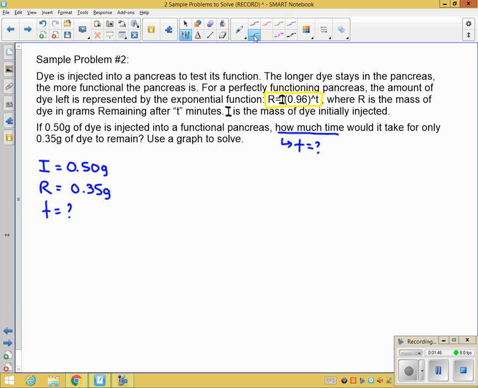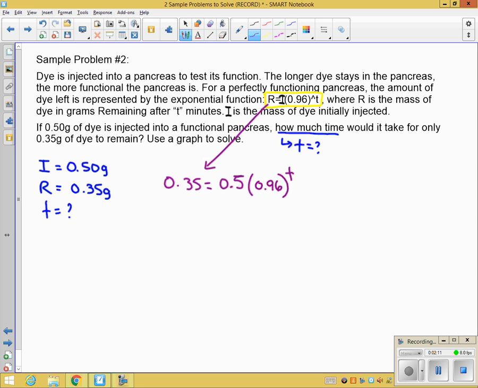So we're going to rewrite our equation. R is going to be 0.35 equals I. The initial value always comes in front. I don't need to put that 0 on. It's a science thing. It doesn't actually change the number. It's just referring to how specific that measurement was. We had 0.96 to the power of T, and we still need to figure out what T is.